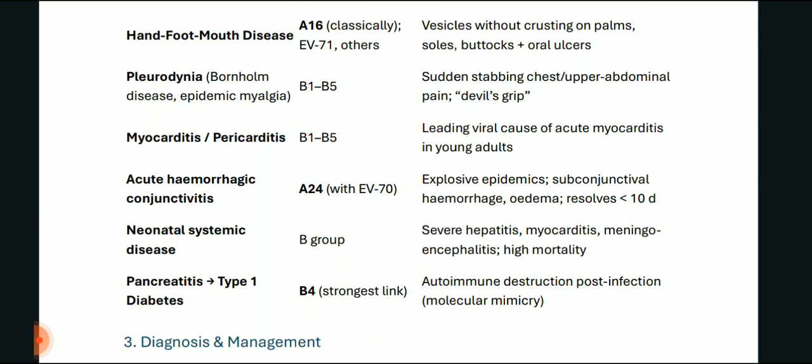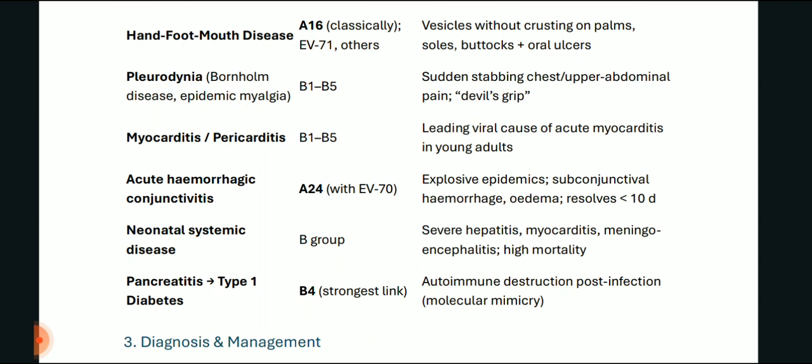Okay, next up is myocarditis or pericarditis caused by species B1 to B5. It is a leading viral cause of acute myocarditis in young adults. Next up is acute hemorrhagic conjunctivitis caused by A24 with EV70. Explosive epidemics are seen with subconjunctival hemorrhage and edema, and it resolves in less than 10 days. Next up is neonatal systemic disease caused by the B group. Symptoms are severe hepatitis, myocarditis, meningoencephalitis and high mortality.